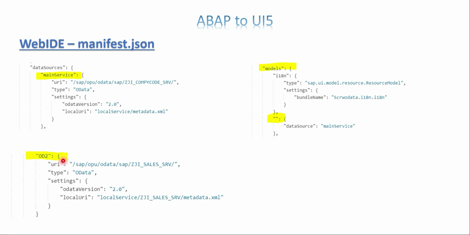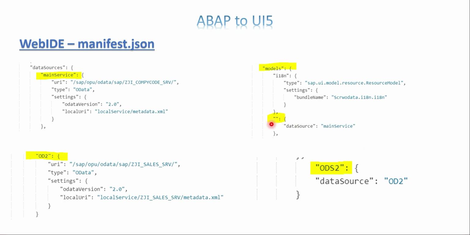So here I'm going to give a different alias name or identification name, which is OD2. Once this is done, you don't have to write it manually. Once you add it, it is automatically added in the manifest.json. After the next line, after the comma, I'm going to add ODS2. This is my own identification, right? Data source is OD2, but my identification is ODS2. Whatever you identify here, that we are going to use at the view level.